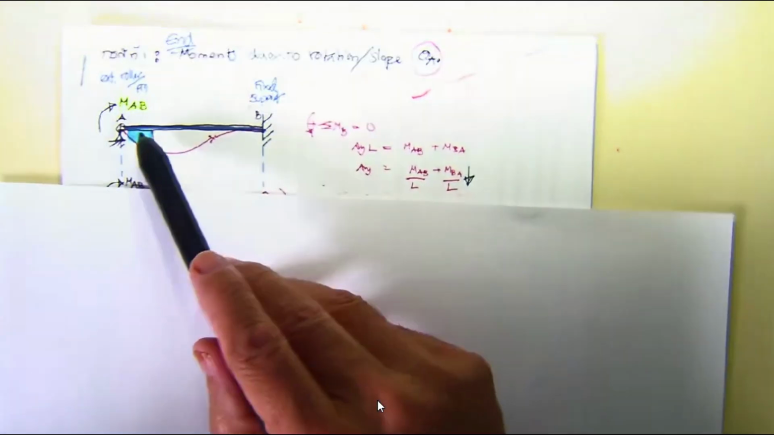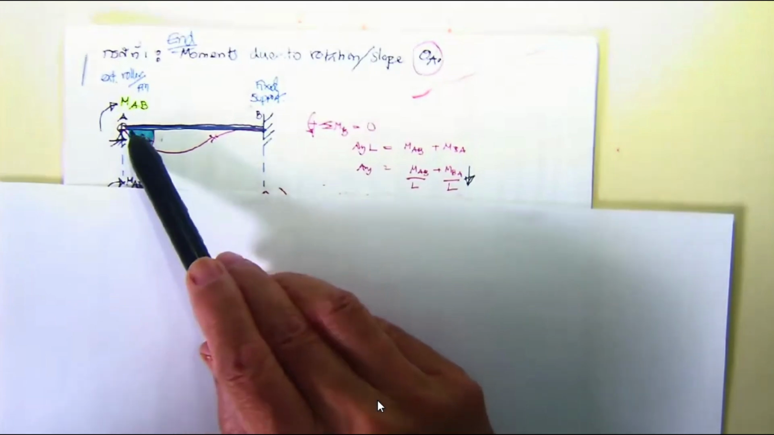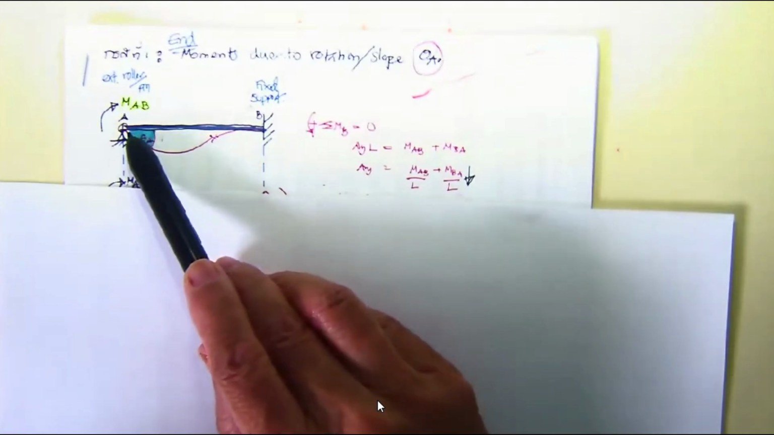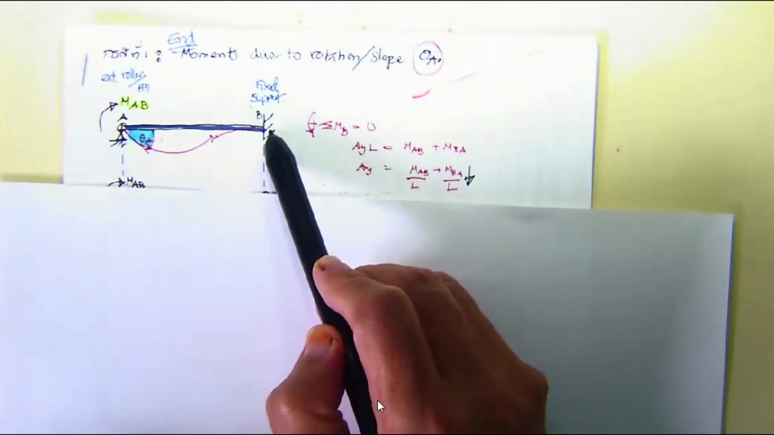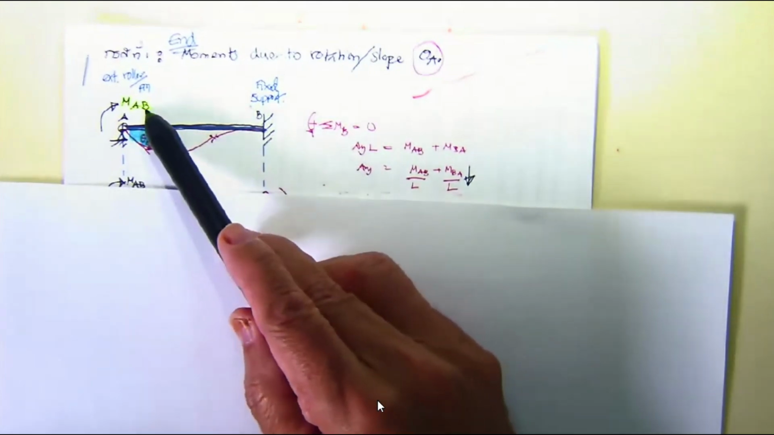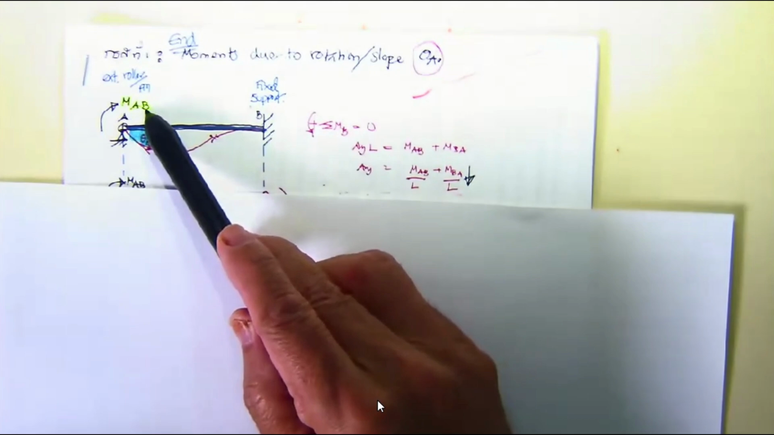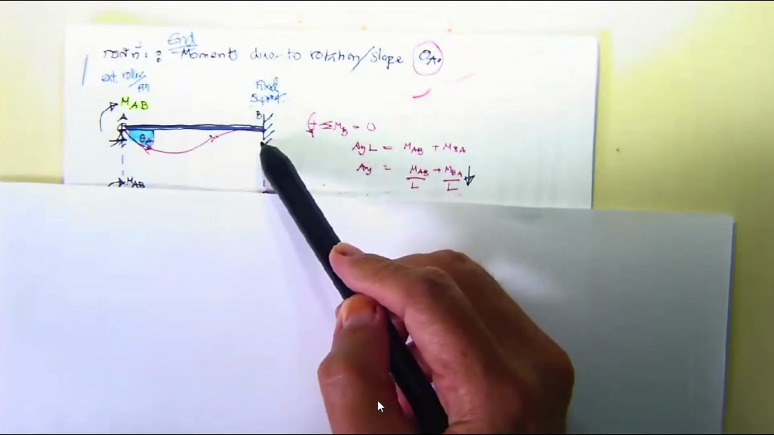Again, we consider the slope at A. So this end must be a pin or roller, and this one fixed. Zeta sub B is going to be 0, and the rotation zeta sub A will be related to M sub BA. And actually we are going to have M sub BA over here.